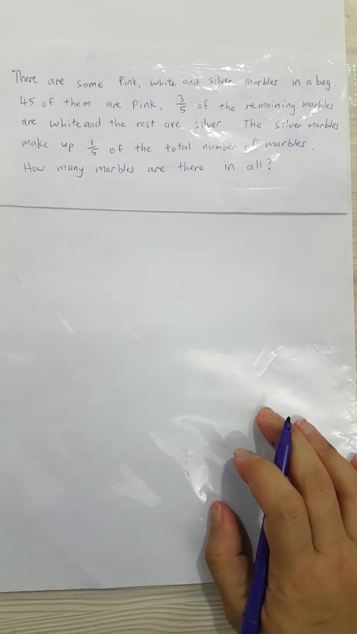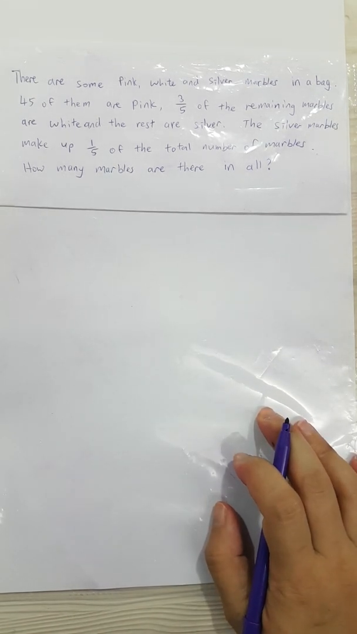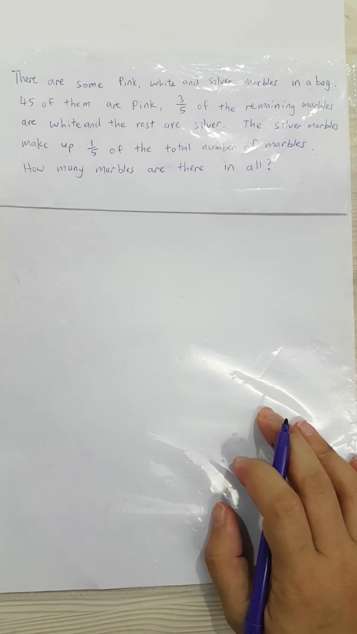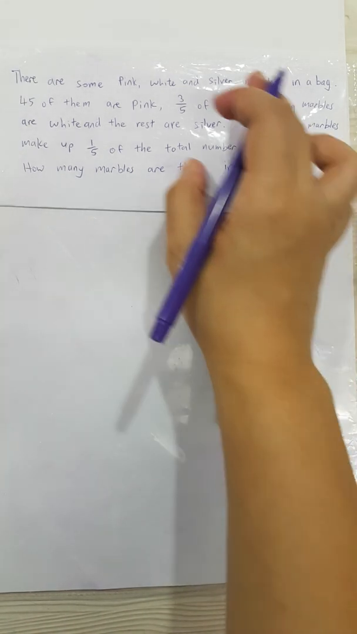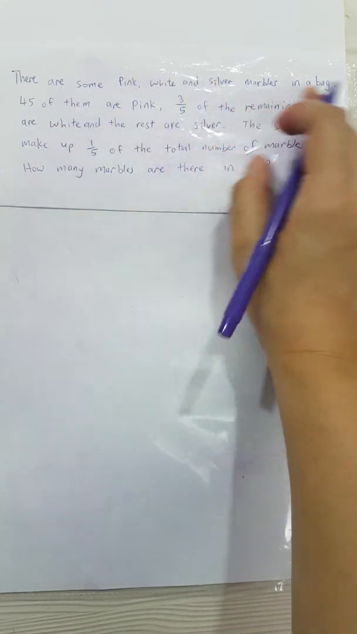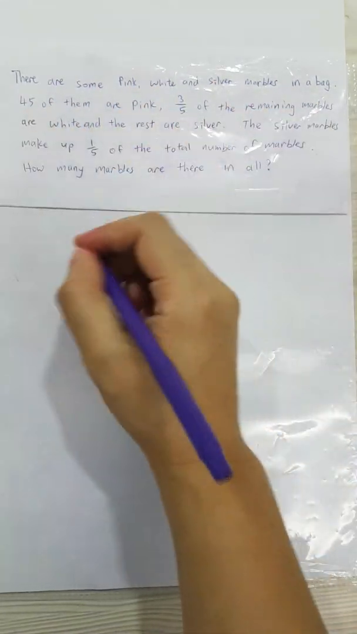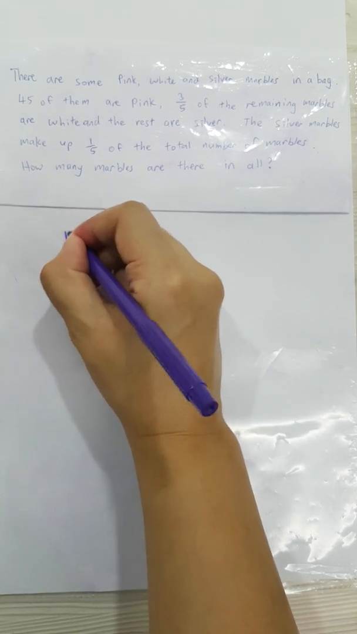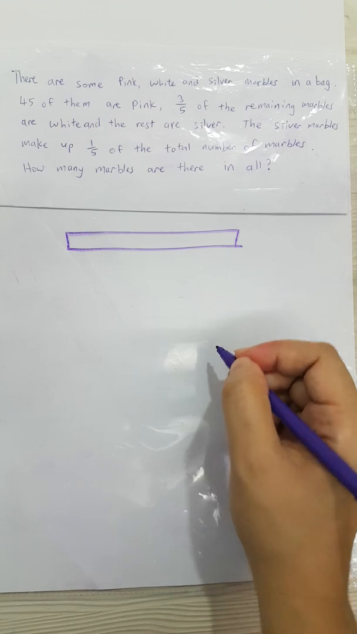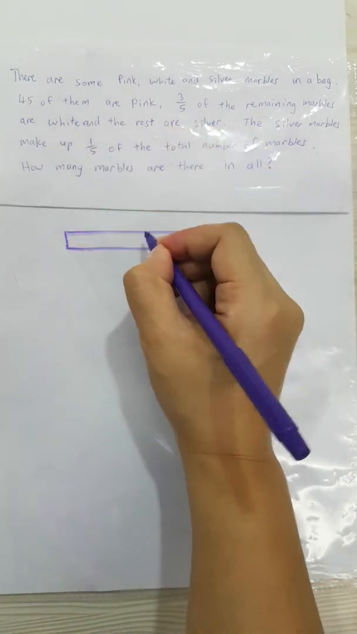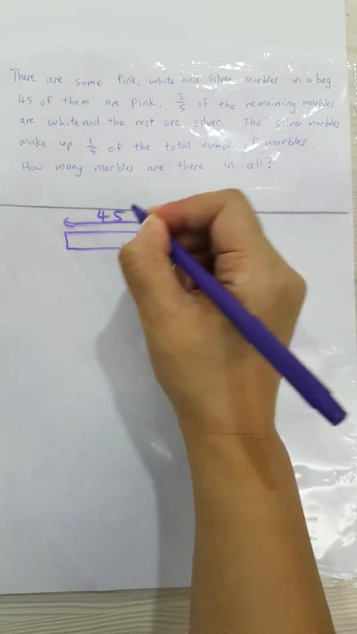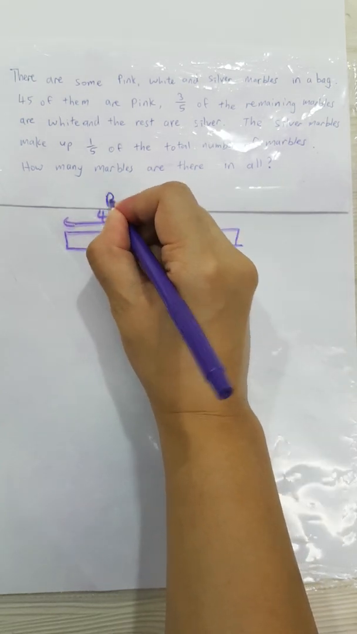For this question, I'm going to show you two methods. The first method will be the model method and the second method will be the branch method. Okay, so let's see. There are pink, white and silver marbles in a bag. 45 of them are pink. So I draw a long rectangle and then I will do 45. So I will cut and I'll label here 45 and these are my pink.